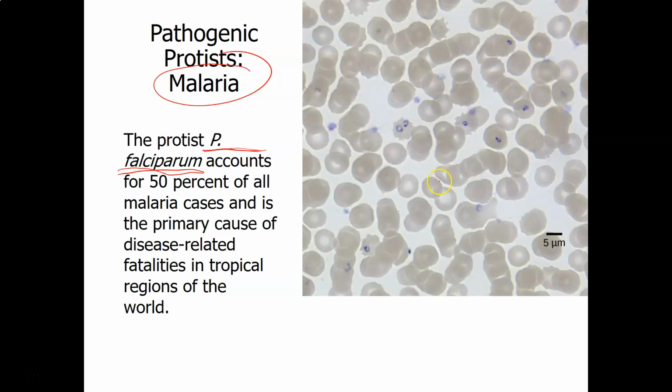Now, what you're seeing is all of these kind of gray round structures are red blood cells, and then this is the protozoan. So this is a blood smear of some blood that is infected with the Plasmodium falciparum. And this particular species causes 50% of all malaria cases. And it's the one that's the most fatal. It's responsible for the most fatalities.